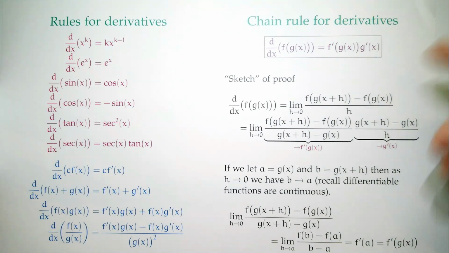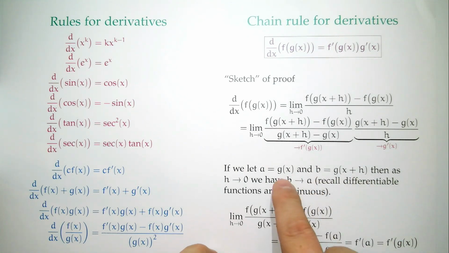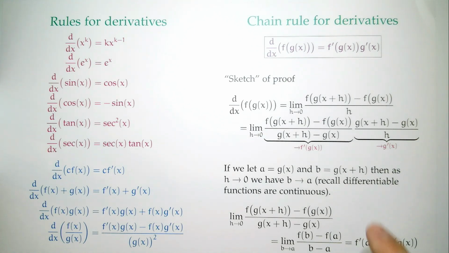because I see a derivative of g, so, all right. That means that g of x plus h is getting close to g of x. So, in other words, this expression b is getting close to a. So I say, aha, this is like f of b minus f of a over b minus a. Well, that's just another way to say the derivative at a, which is f prime of g of x. So there's a sketch of the proof.